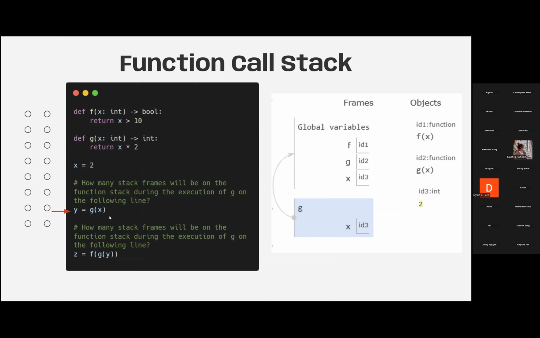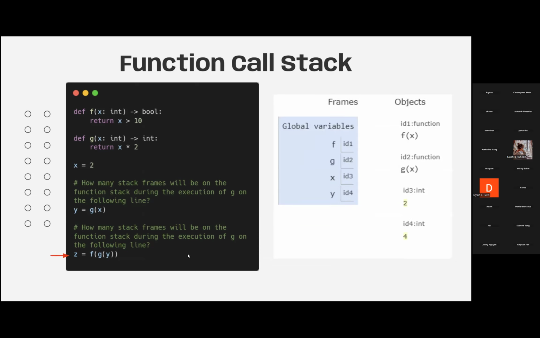After we end up going to this return statement and this function returns a value, then we'll clear it and we'll be left with just 1. All right. Okay, now let's move on to this one right here. So let's think how many stack frames will be on the function stack during the execution of g on this line. I'll give you guys a moment to think about it, type your answers in the chat as well.